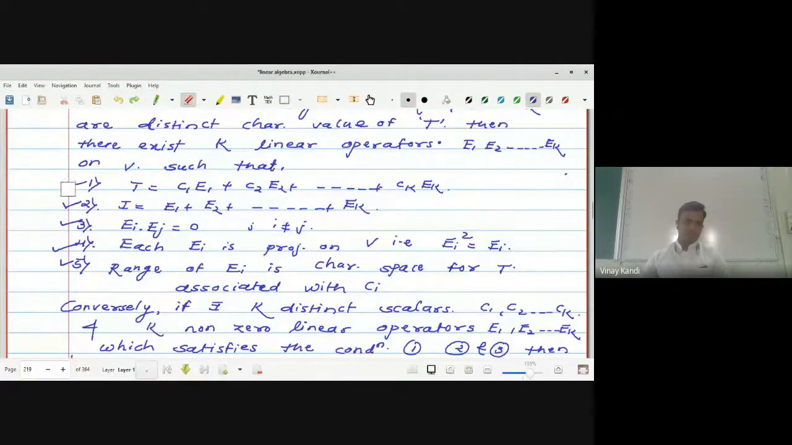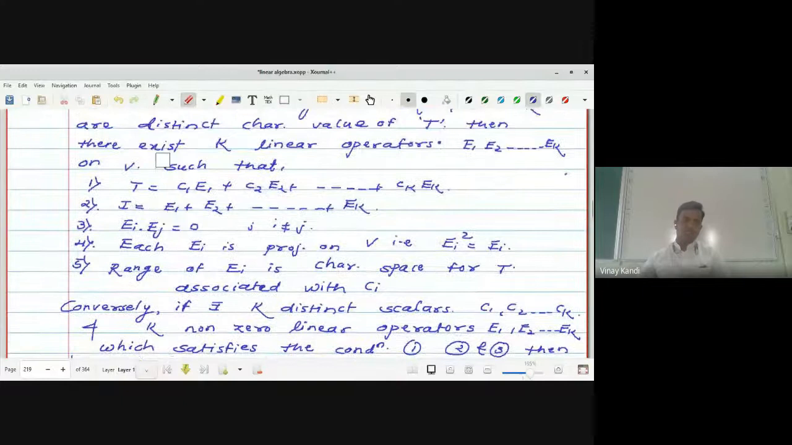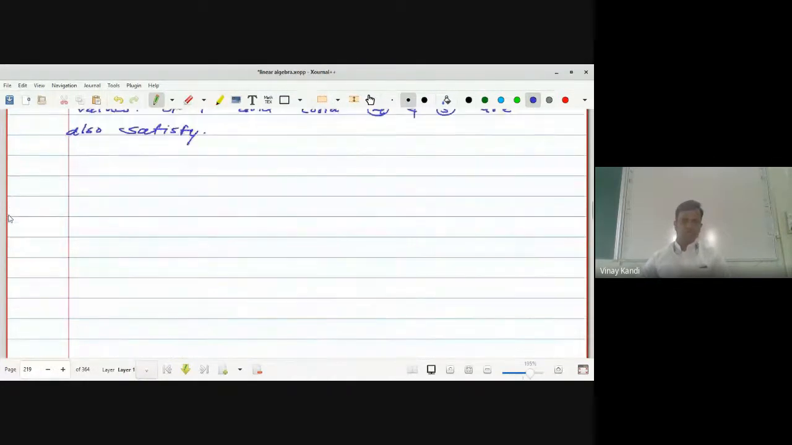Yes, sir. So in the first part we are not going to prove statements second, third, fourth and fifth, that E1, E2, ..., Ek are linear operators on V, that is, projections on V. We proved this in the previous theorem. So in this first part we are going to prove only T equals C1 E1 plus C2 E2 and so on up to Ck Ek. Okay, so first write down all the given things.